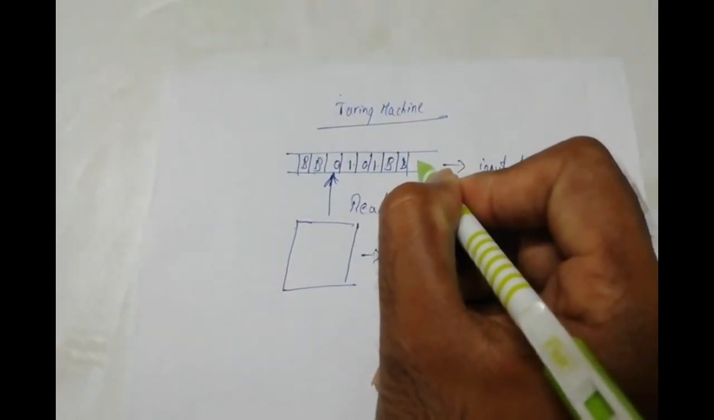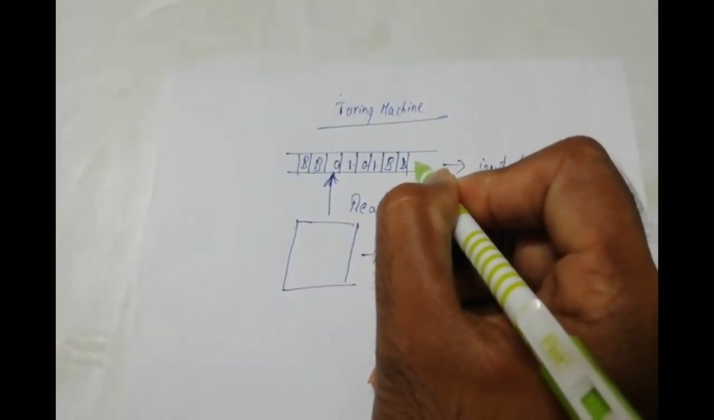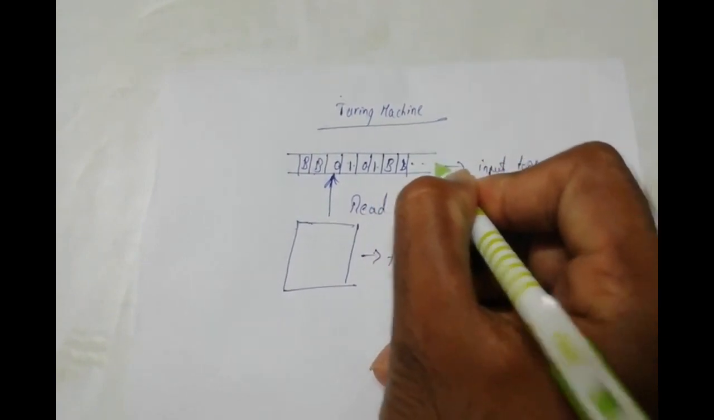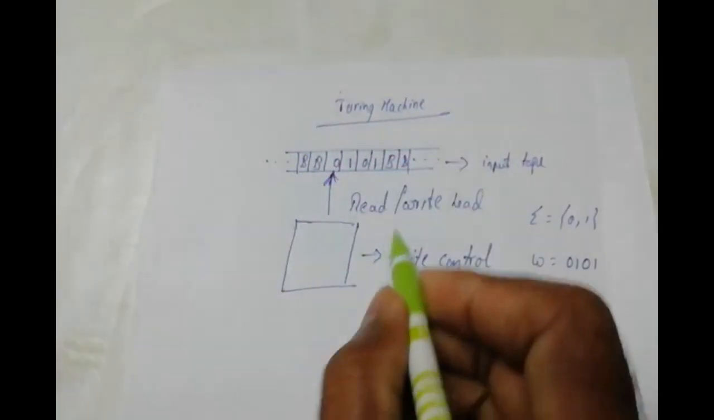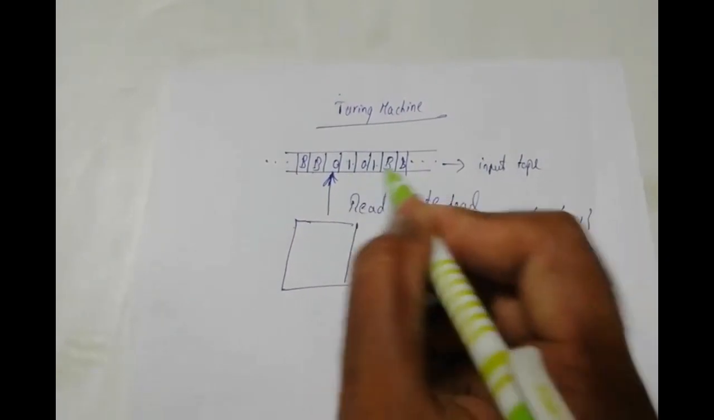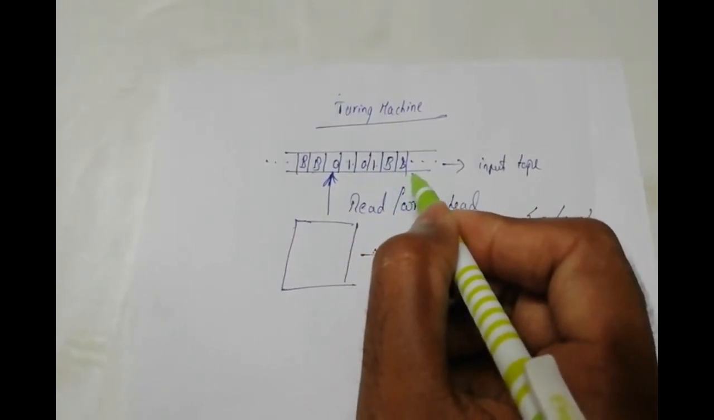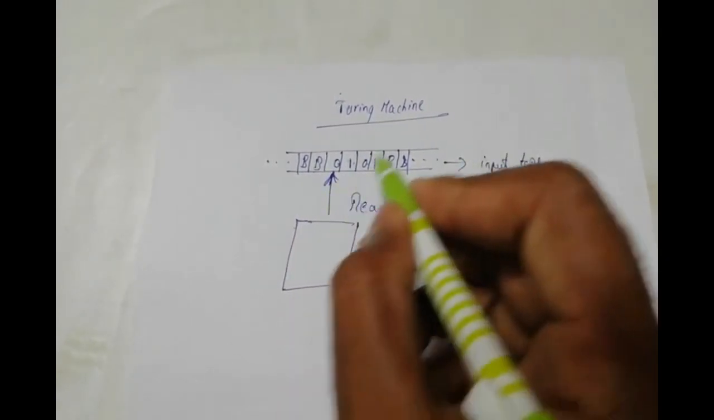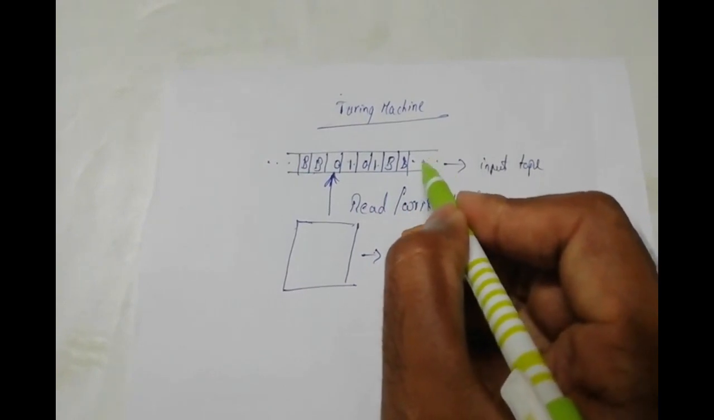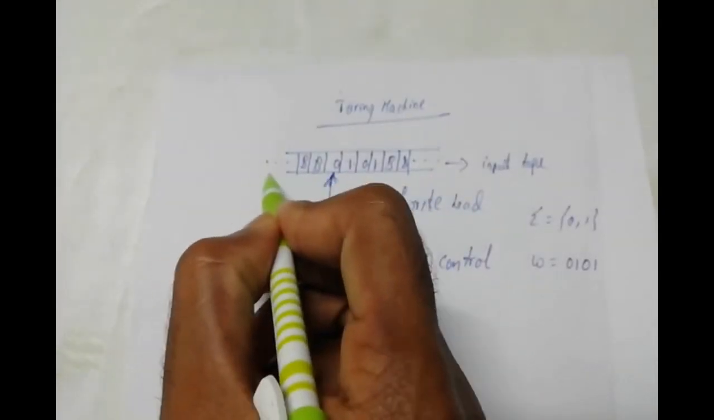And one more prominent feature of this input tape in a Turing machine is, consider these dots, which represent that the input tape is of infinite length. That is, the input tape length is infinite towards the right direction and also towards the left direction.